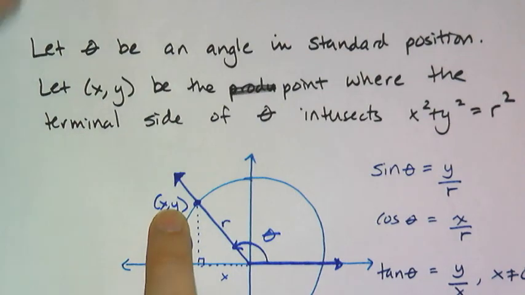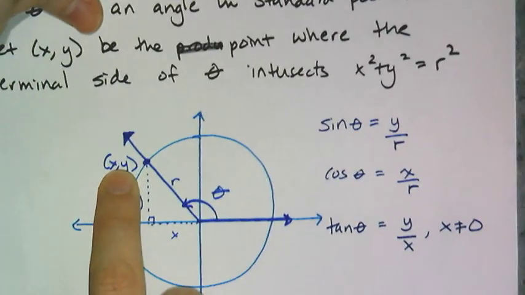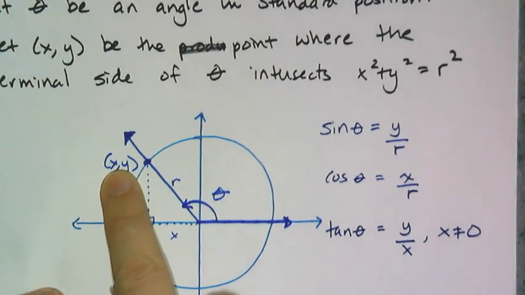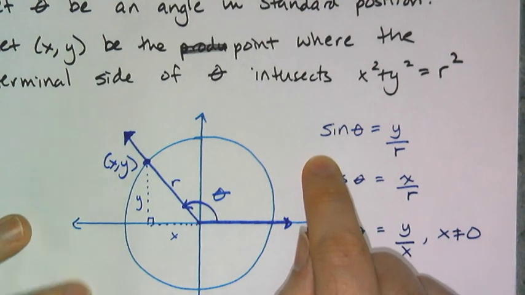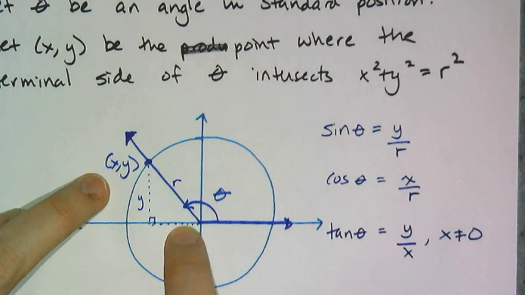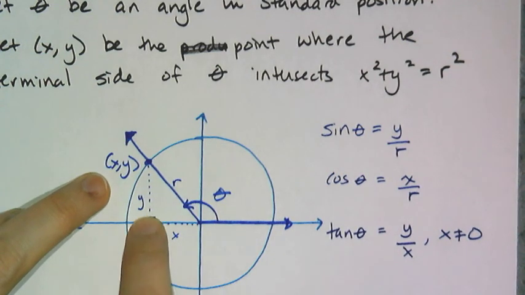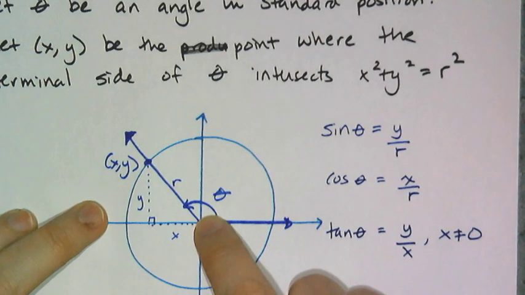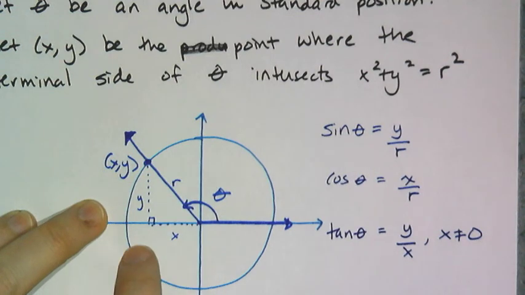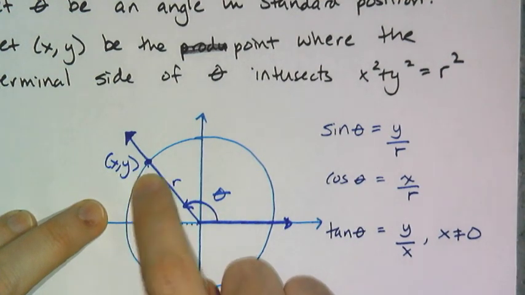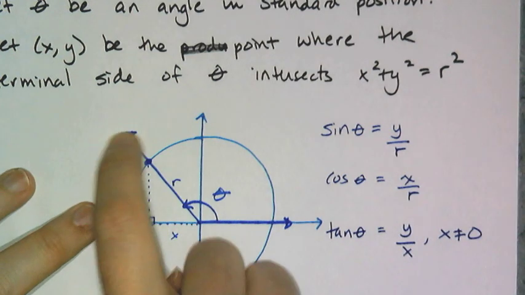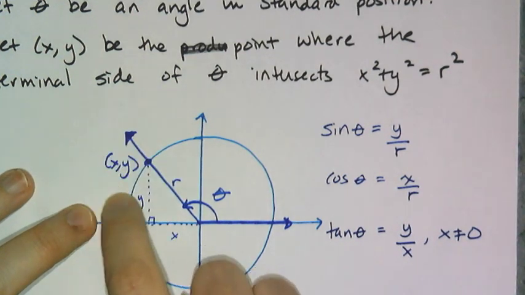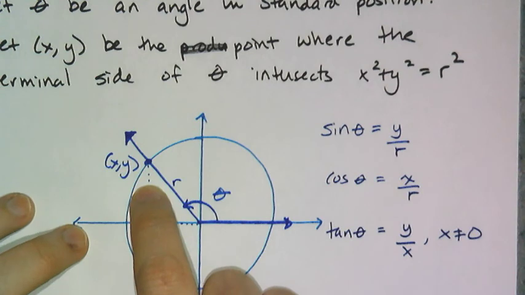And with this information, I can define my trig functions. I'm going to say that sine isn't opposite over hypotenuse, it's going to be the y value over the radius. Cosine is going to be the x value over the radius, and tangent is going to be y over x. And in doing this, we're going to start getting negative values of sine, cosine, and tangent.